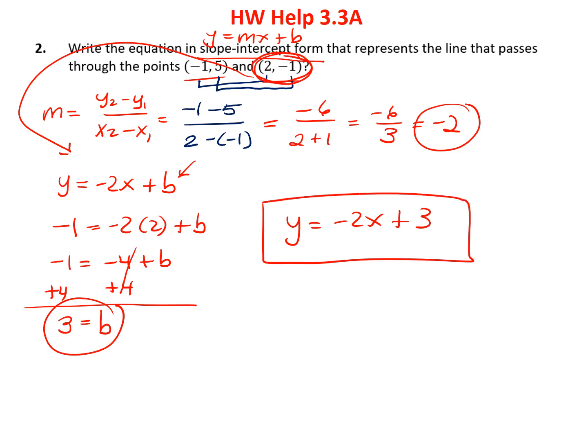Okay. Now if we wanted to check it out, we could put the other point in here and just see if it worked. So if I put 5 equals -2 times -1, plus 3, we can see 5 equals -2 times -1 is plus 2 plus 3. And notice that 5 indeed equals 5. So we're good there. Okay? Just a way to check that we got the right number.